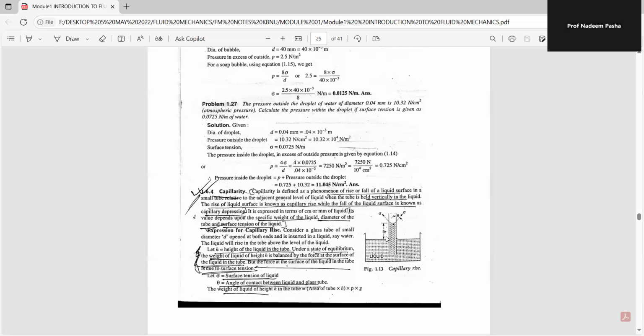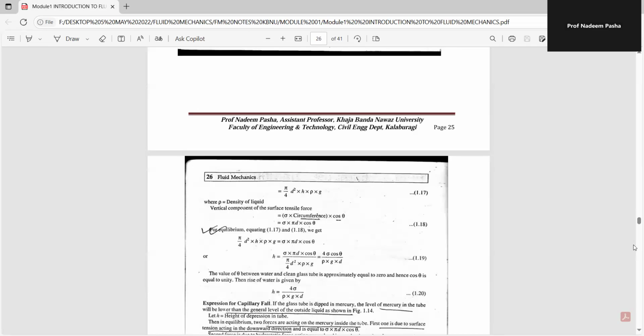So that's why we are assuming: let sigma equal the surface tension of the liquid, and theta the angle of contact between the liquid and the glass tube. Next, the weight of liquid of height h in the tube is equal to the area of the tube into h into rho into g. How are we calculating the weight of liquid of height h in the tube? Area of the tube into h into rho into g. The area of the tube is pi by 4 into d squared, so the weight is pi by 4 d squared into h into rho into g, where rho is the density of the liquid.